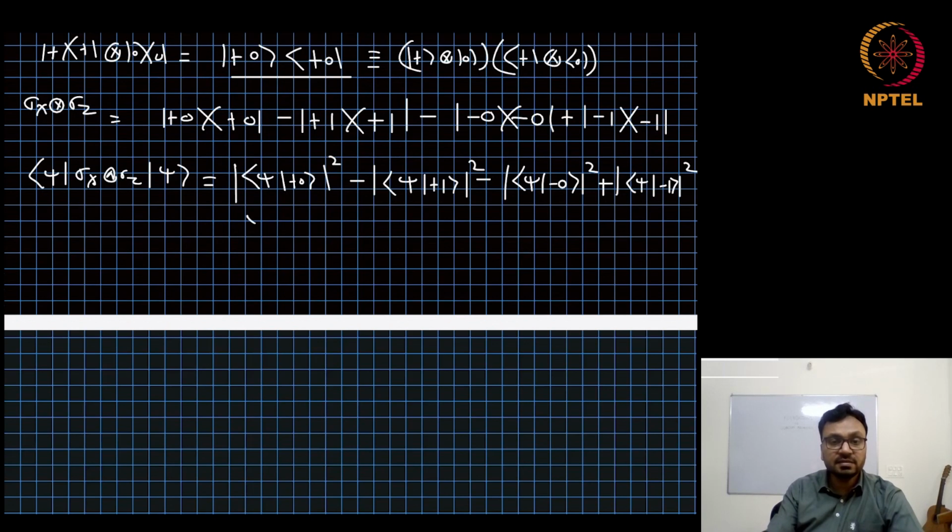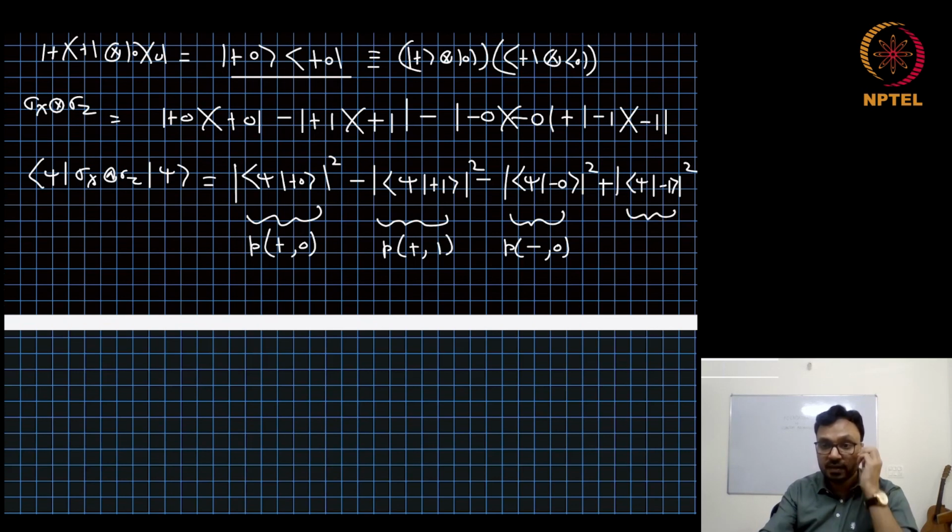Now we see that this is the probability of getting plus in subsystem A and 0 in subsystem B, when we are performing measurement of sigma x in subsystem A and sigma z in subsystem B. This is the probability of getting plus in subsystem A and 1 in subsystem B. Similarly, this is the probability of getting minus in subsystem A and 0 in subsystem B, and this one is the probability of getting minus in subsystem A and 1 in subsystem B.